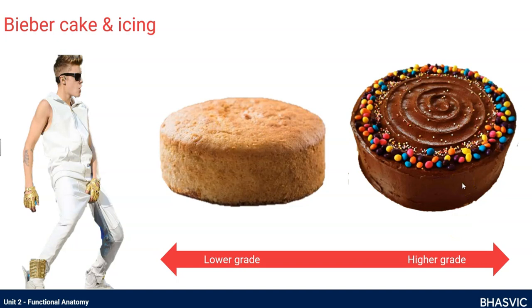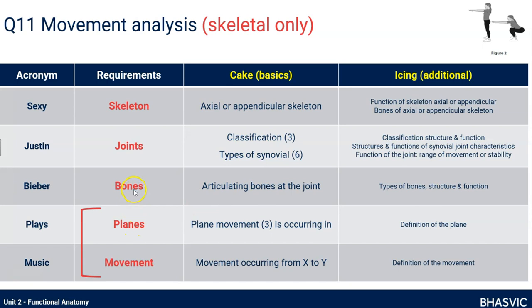So here's my acronym, Sexy Justin Bieber Plays Music. Here's what it means in terms of the skeletal system analysis: skeleton, joints, bones, planes and movement. Remember, those go hand in hand because movements happen in a plane.